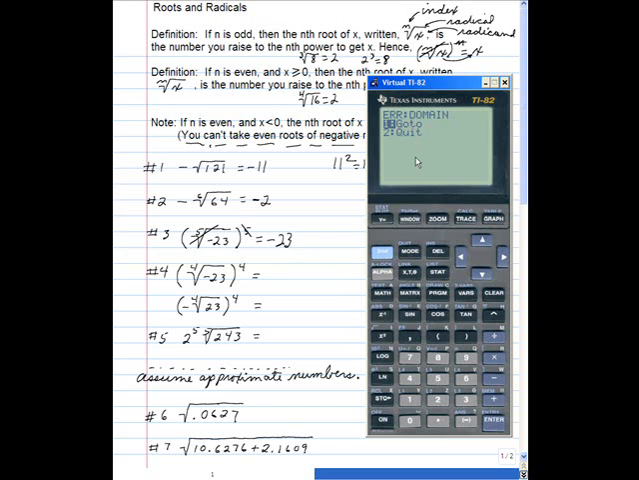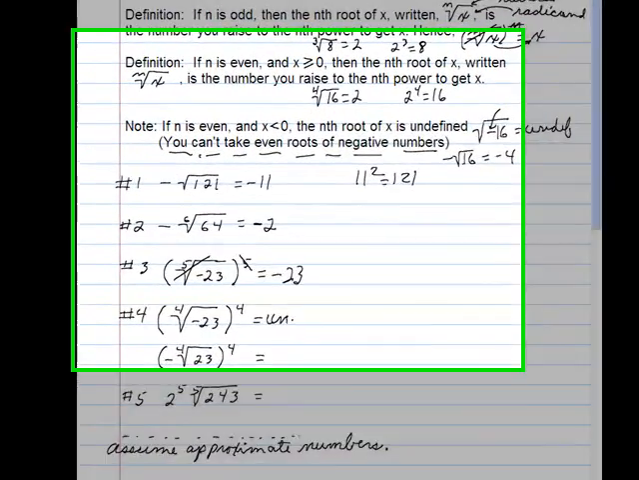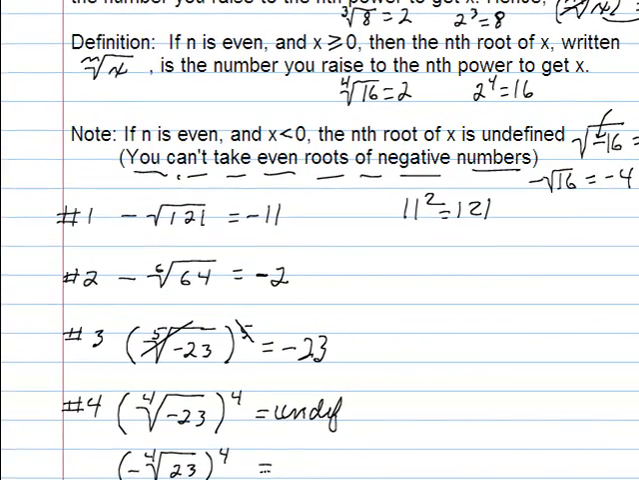Now, let's contrast that with the next problem, though. So this one is undefined. But the next one should be defined. I am taking the fourth root. There is a negative, but it's not inside the root. It's outside the root. So this one should be okay. I have no idea what number you raise to the fourth power to get 23, but let's go ahead and do the problem anyway.